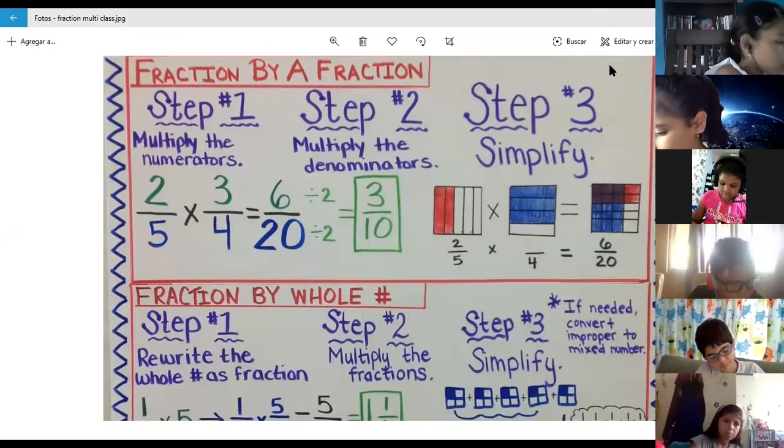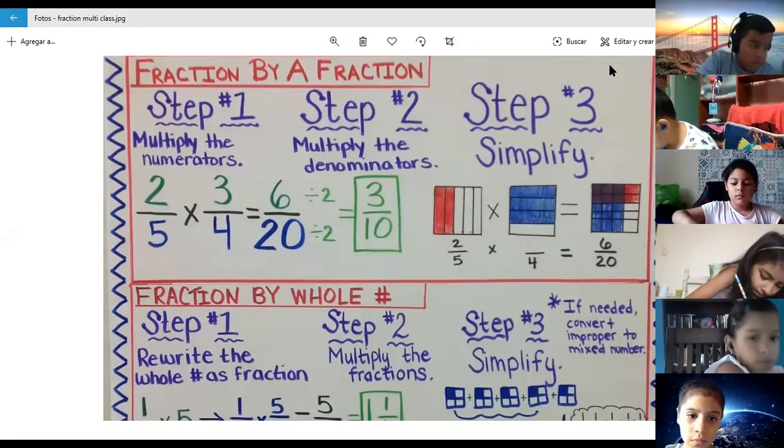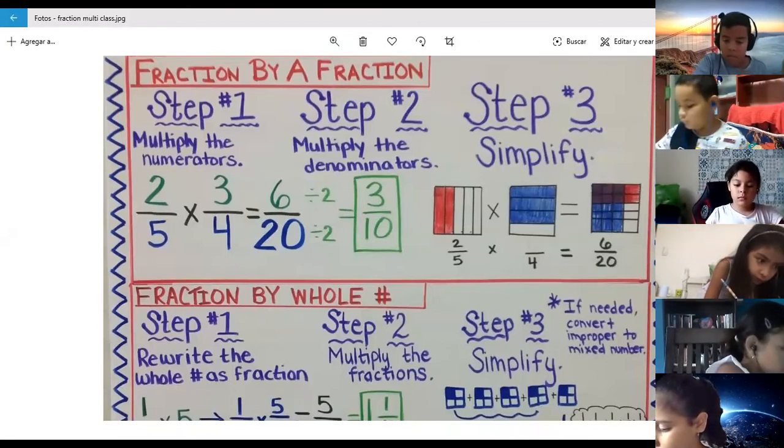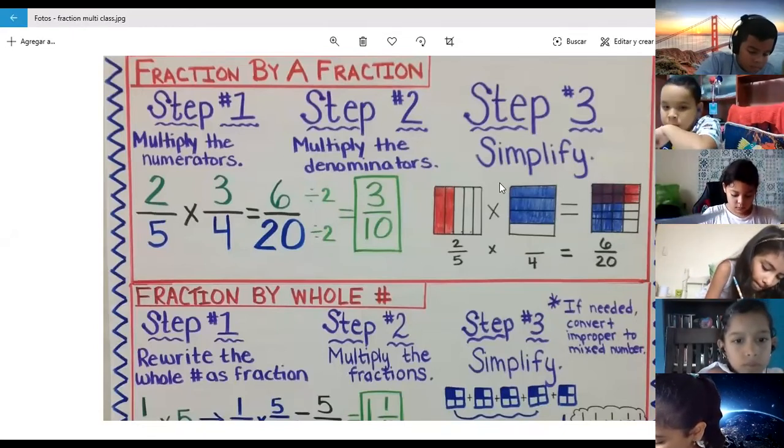Teacher, what is the question that we cannot see? There's not a question. The step 3. Simplify.